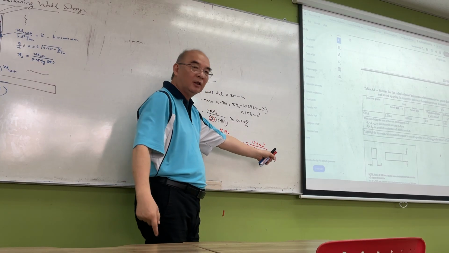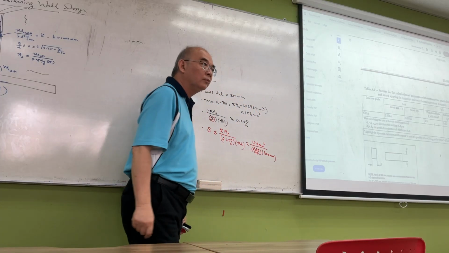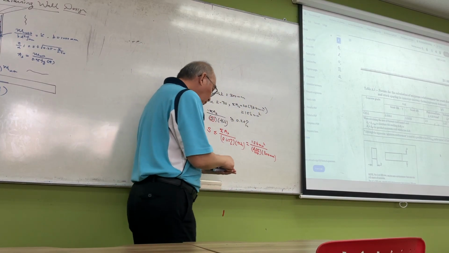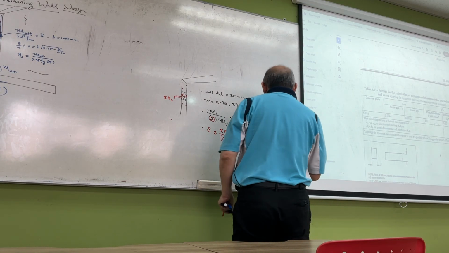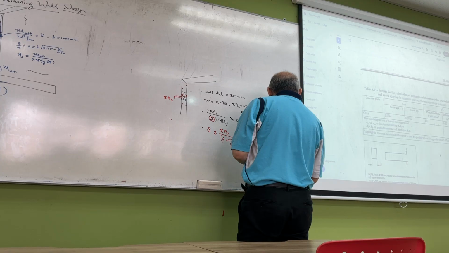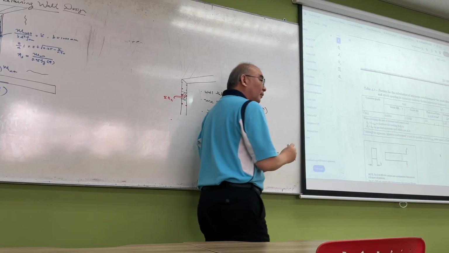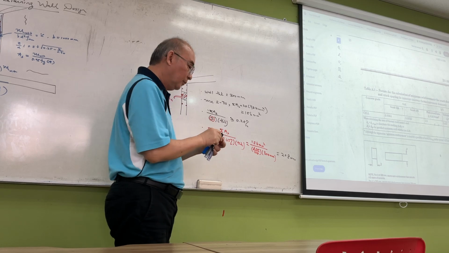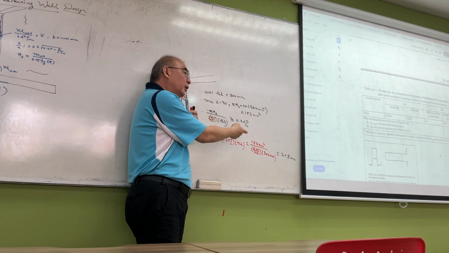So what is the value here? Can you calculate it for me? 208. So this is equal to 208 millimeter, right? It means S is less than or equal to 208.